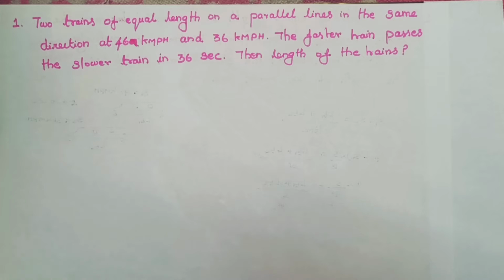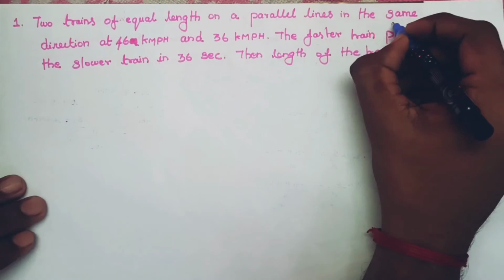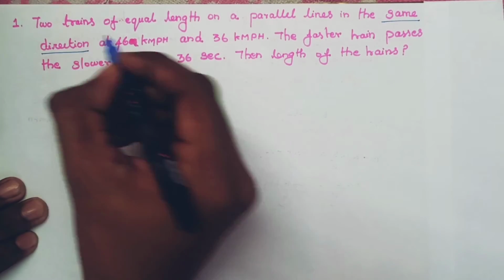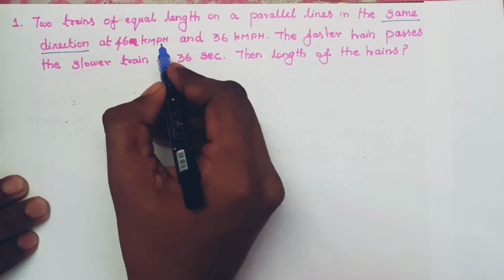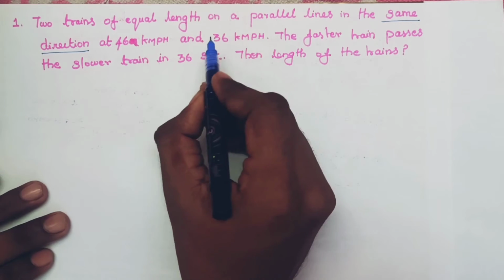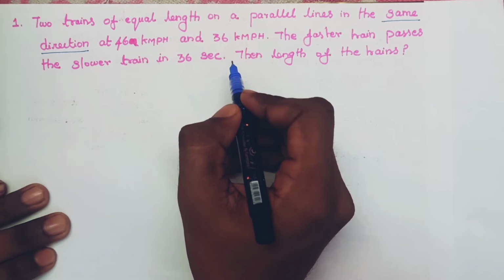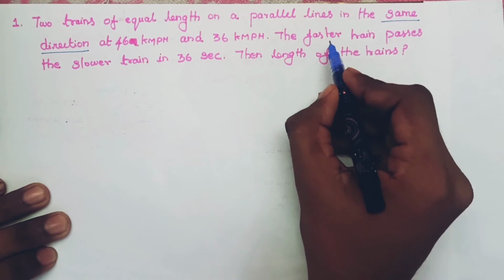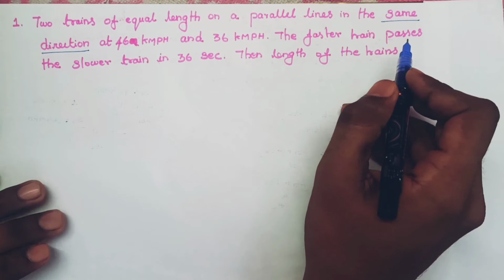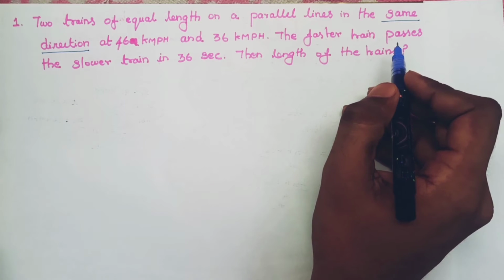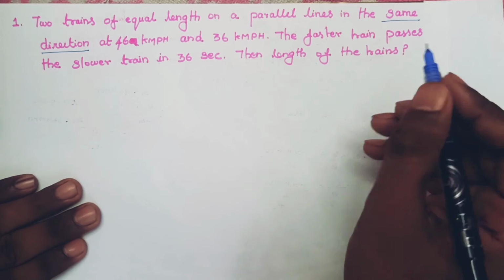In question number 1, in the Theory of Relativity: two trains of equal length are on parallel lines in the same direction. Same direction is a keyword. They are moving at 46 km per hour and 36 km per hour. Since two trains are moving, it obviously comes under the Theory of Relativity. The faster train passes the slower train in 36 seconds. Then find the length of the trains. We have to find the length of the train here.